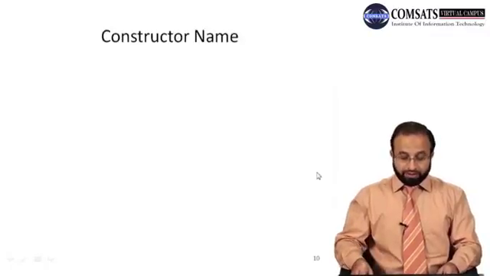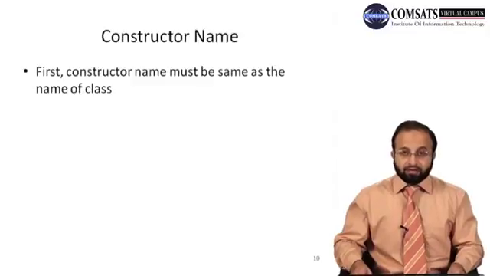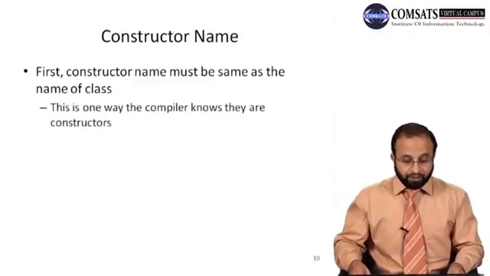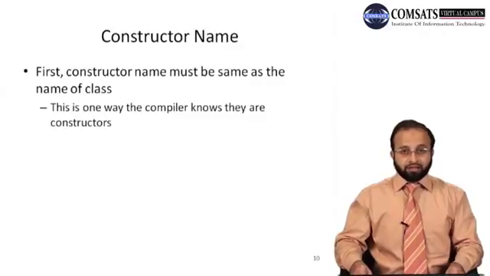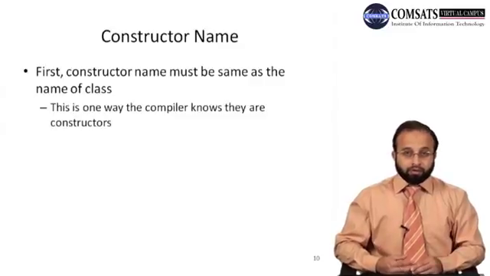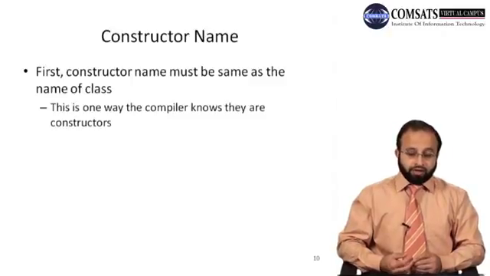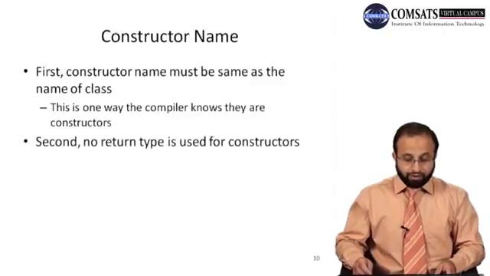Okay, now the constructor name. First, the constructor name must be the same as the name of the class. This is one way the compiler knows that it is a constructor. The compiler has to identify the constructor from the set of public functions in the definition of any class. So how can it identify? One way is that the constructor name is the same as the name of the class, and second, no return type is used for the constructor.